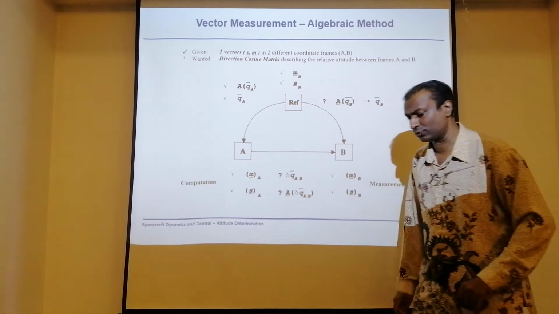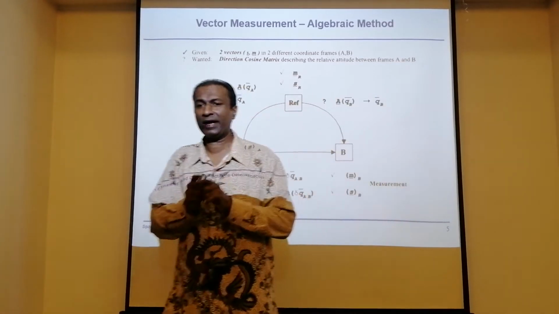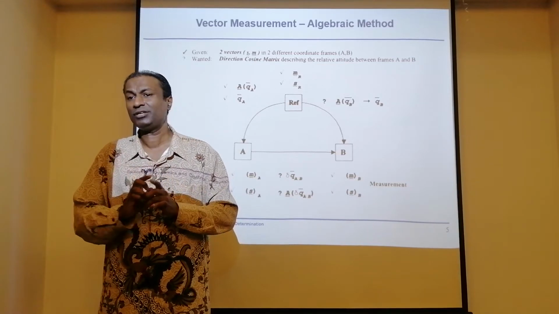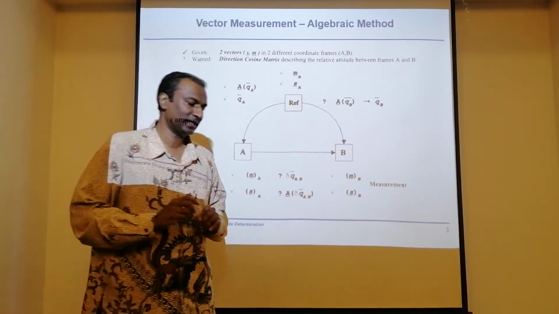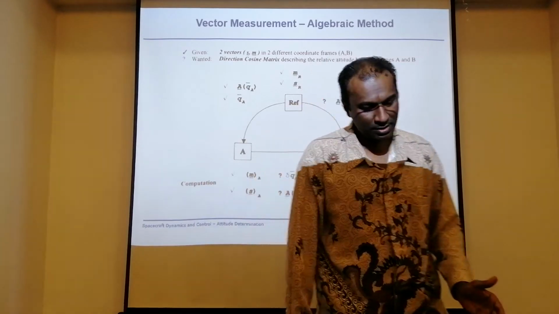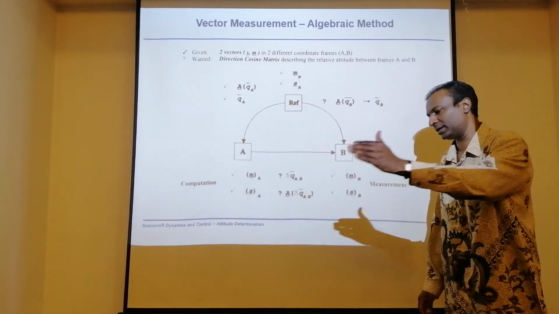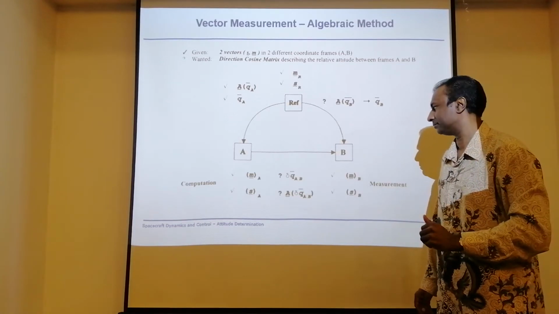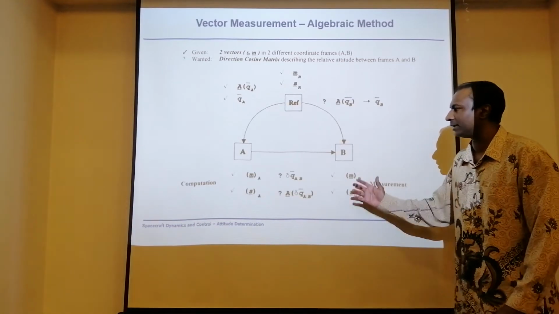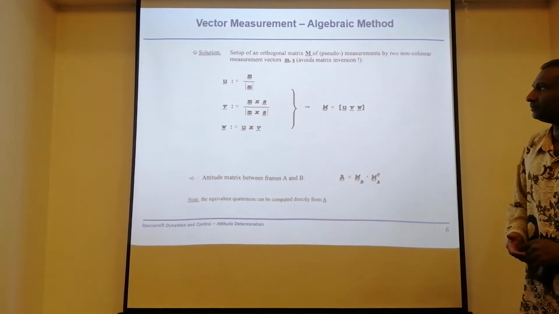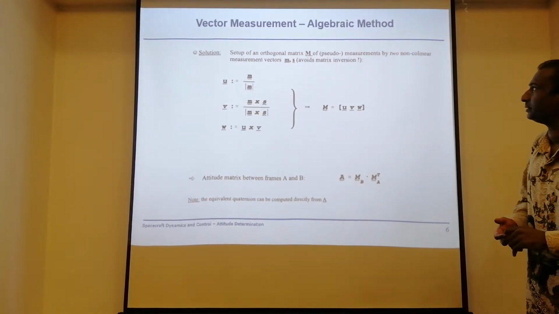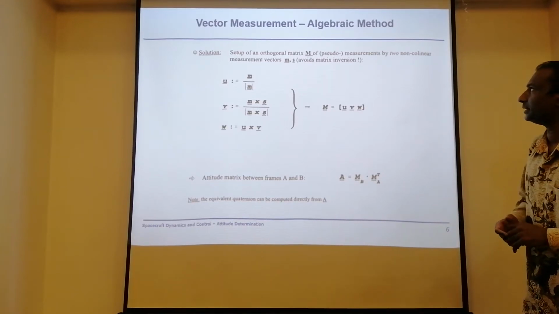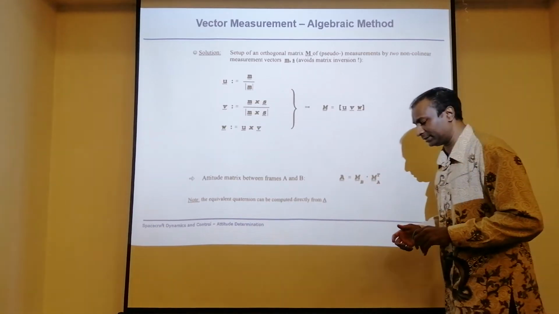I have also given these quaternion operators in the chapter on kinematics, showing how a quaternion can be used as a tool to move from one coordinate system to another coordinate system, that means one frame to another frame. Now, vector measurement. The first method, just as an example, will be the algebraic method.